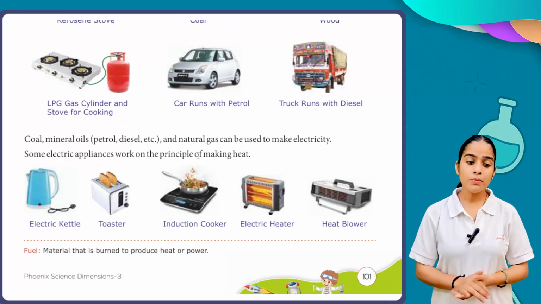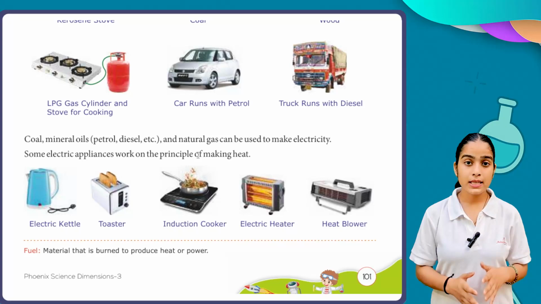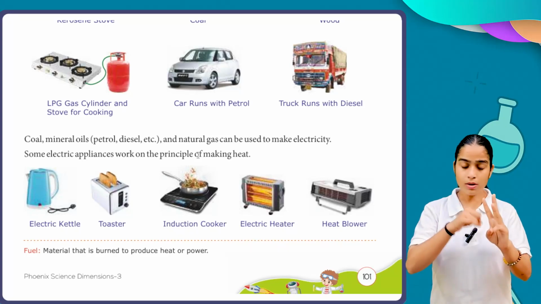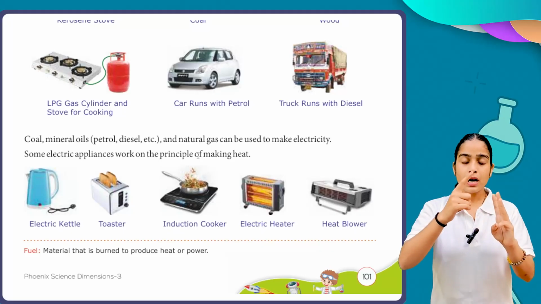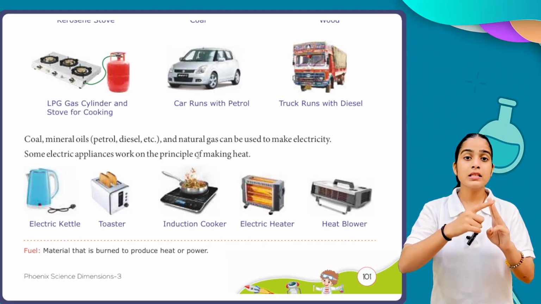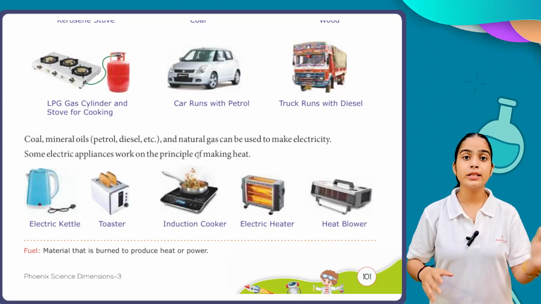Now coal, minerals, oils, petrol and diesel, and natural gas can be used to make electricity as well. So what we understand here, that three things we have: coal, petroleum or diesel, we can say coal, petrol, diesel and CNG means natural gases. These are the things which we use to generate electricity as well.